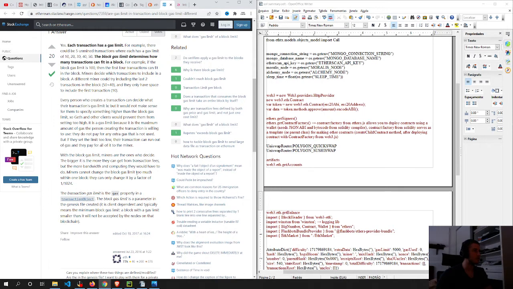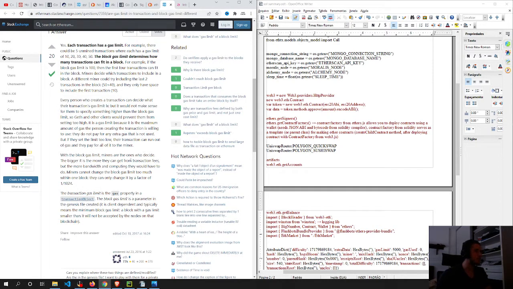Every person who creates a transaction can decide what their transaction's gas limit is, but it would not make sense for them to specify something higher than the block gas limit. So Geth and other clients would prevent them from setting it too high. It is a gas limit because it is the maximum amount of gas the person creating the transaction is willing to use. They do not pay for any extra gas that is not used. But if they set the limit too low, their transaction can run out of gas and they pay for all of it to the miner.